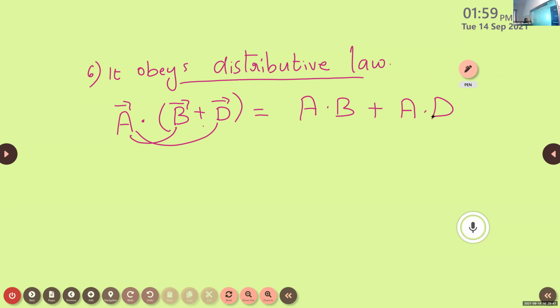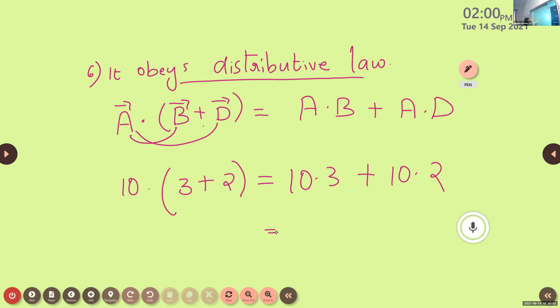That is, if you consider vector A with magnitude 10, and vector B as 3 plus 2, that is equal to 10 dot 3 plus 10 dot 2. Dot here indicates multiplication: 10 into 3 plus 10 into 2. Okay, so that's the time.